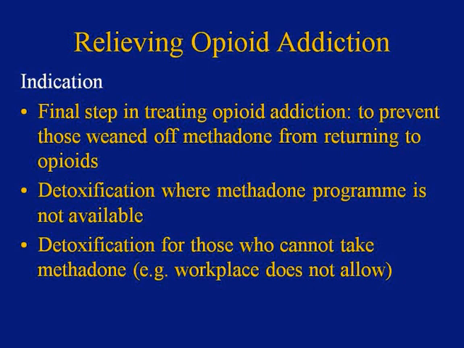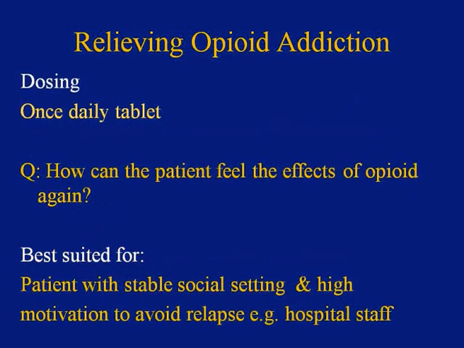So now the patient is no longer taking methadone, and we're going to use naltrexone to prevent the patient from going back to opiates. The other use is that if the methadone program is not available, then naltrexone can be used to discourage patients going back to opiates. And lastly, for patients who cannot join the methadone program, for example, some workplaces do not allow their workers to be part of a methadone program, so those patients can take naltrexone as a way to prevent themselves from going back to opiates. So the way naltrexone is taken is that it is a once daily tablet.